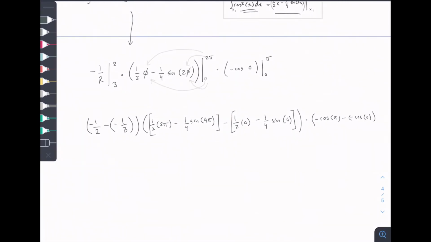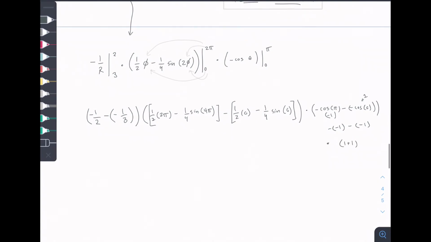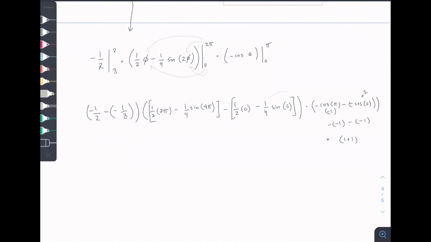Okay, so that's going to give us, so this is negative 1. So negative 1 minus a negative 1, because cosine of 0 equals 1. So it's going to be 1 plus 1, which is 2. Okay, so a lot of terms from here are going to cancel out because this sine of 0 is equal to 0. This is obviously equal to 0. Sine of 4 pi is equal to 0.